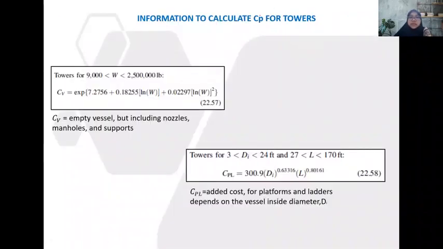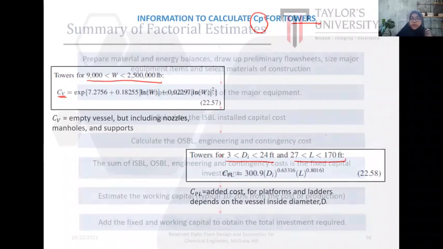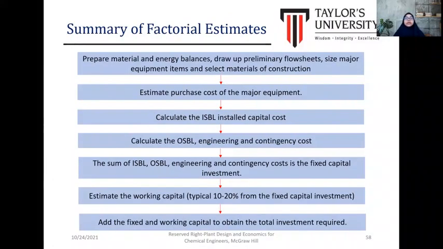So these are the additional information to determine the CP, or the purchase cost, for the tower based on the vessel and additional. Okay, for the vessel, the range or the weight is given here. That means you should determine the weight of the tower before we can use this equation. And for the other additional costs, you may refer to these properties based on the internal diameter and the length of the tower.